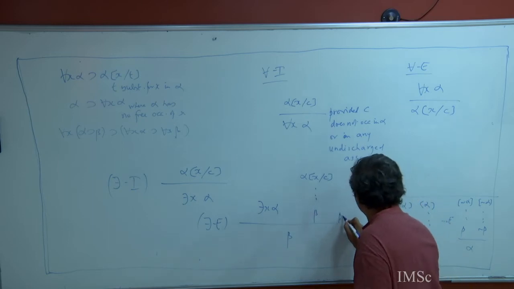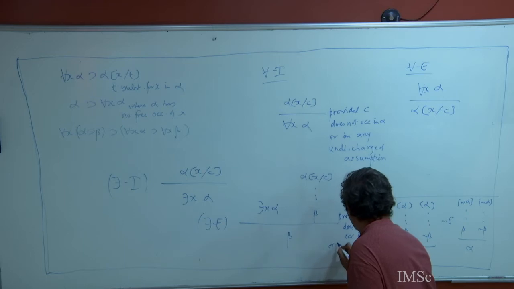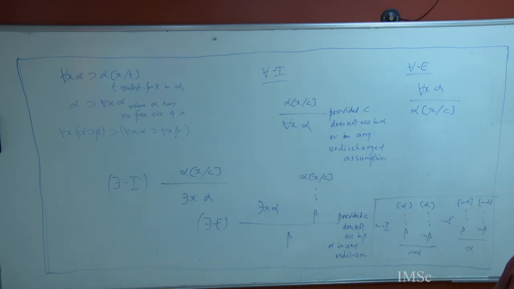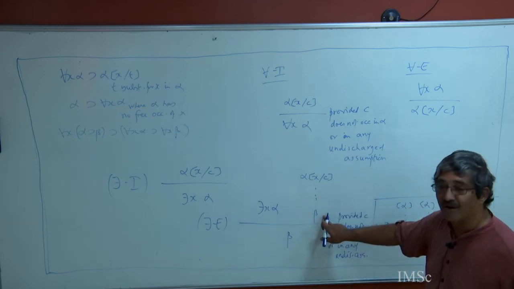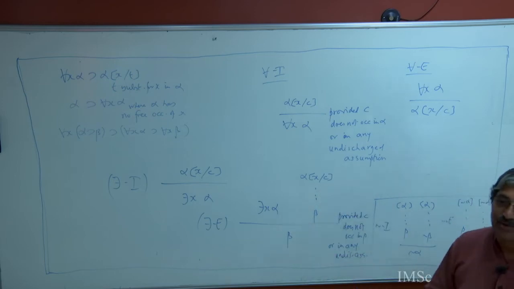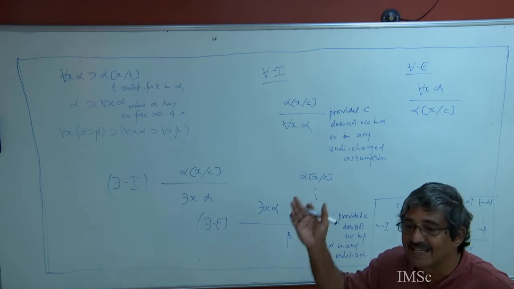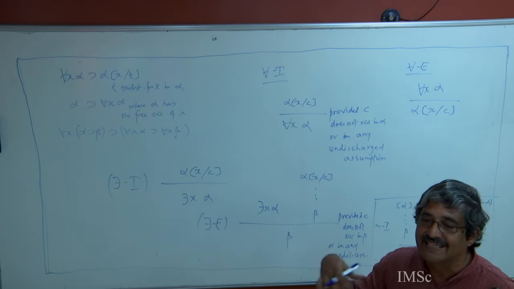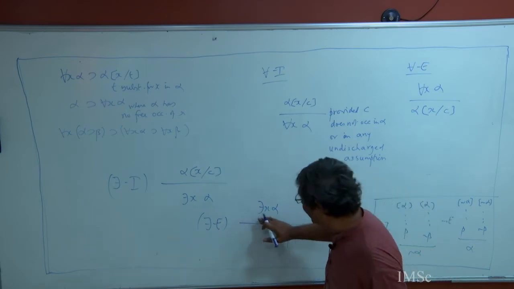Provided c does not occur in beta or in any undischarged assumption. Yeah, this is reasonable, right? This proof that you have got should not depend on c. You should not be using the fact that it's a particular c that is important. It's just something that you have picked. Remember, where c is arbitrary, that's what you want to say. The choice of c is arbitrary, therefore it suffices.